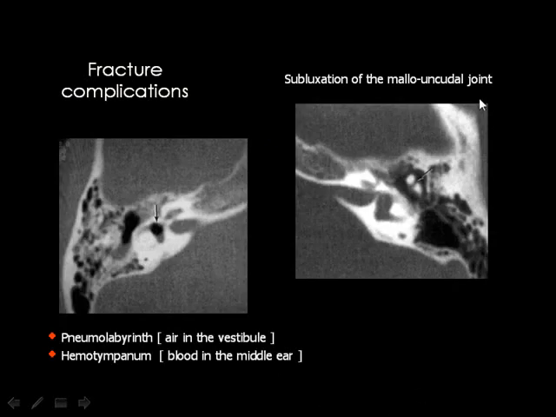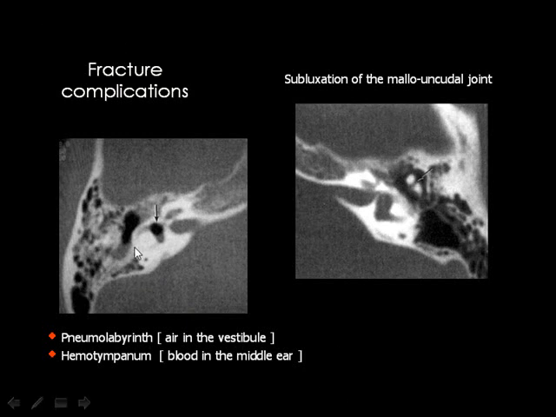Then, if you look inside the middle ear cavity, you can see that the incudomalleal joint is slightly widened, then you reach the diagnosis of post-traumatic subluxation of the incudomalleal joint. If you look inside the inner ear cavity or the middle ear cavity, and you can see air in the vestibule, then you know that this is pneumolabyrinth, which is a post-traumatic complication.